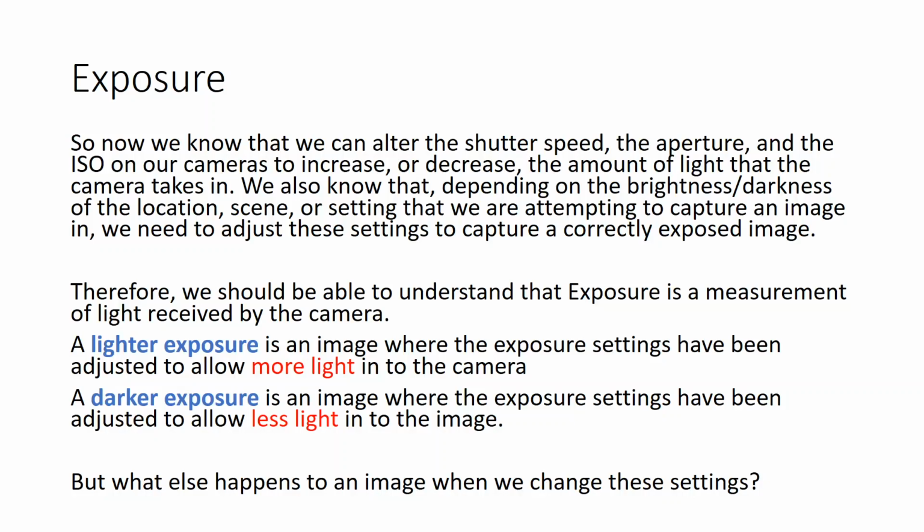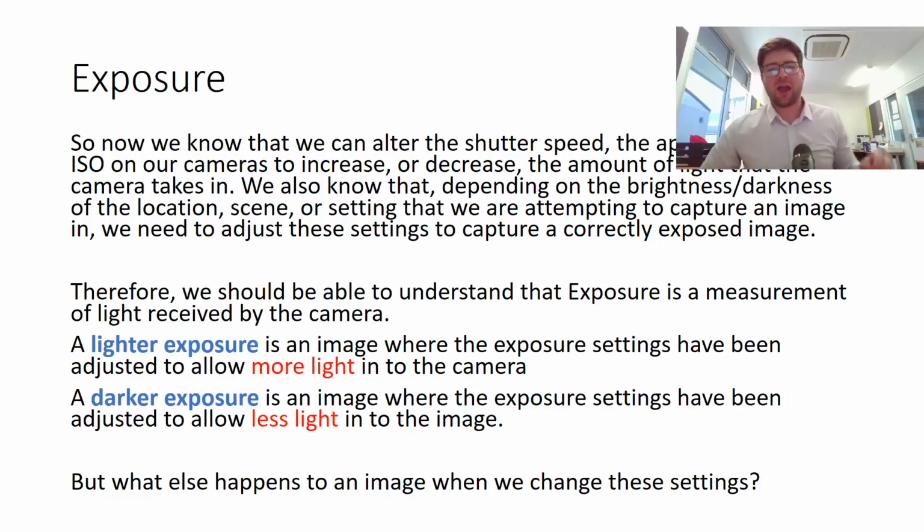The camera measures light, and its exposure is what is the result, I guess you could say. So a lighter exposure is an image where more light has been taken into the camera, and a darker exposure is an image where the exposure settings have been adjusted to allow less light. And there are cases when you might want an image to look really bright and lightly exposed, or a bit darker and more ominous, maybe having a lower or darker exposure.